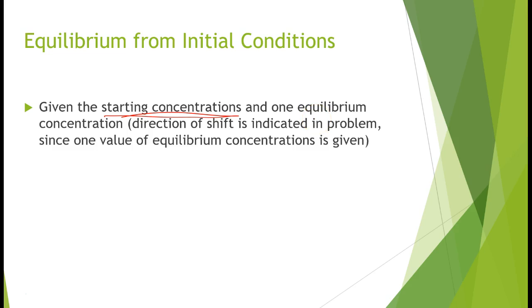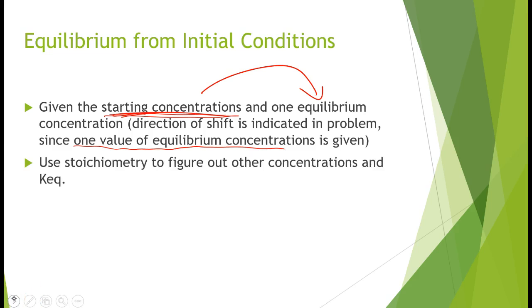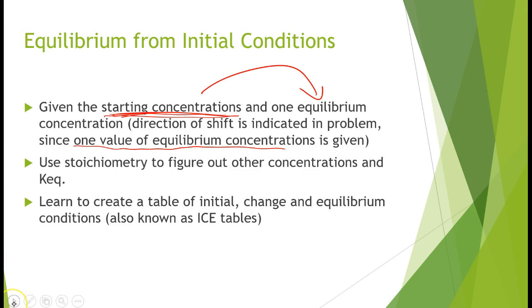And if you remember, equilibrium means the rate forward equals the rate in reverse, and there's no net change in the amount of stuff you have. Initial conditions definitely change because they have to get to that equilibrium. What we're going to do is figure out, from the problem and the one value of the equilibrium concentrations, how much each one of them changes. And we're going to use stoichiometry, but it's real simple stoichiometry, to figure out the other concentrations.